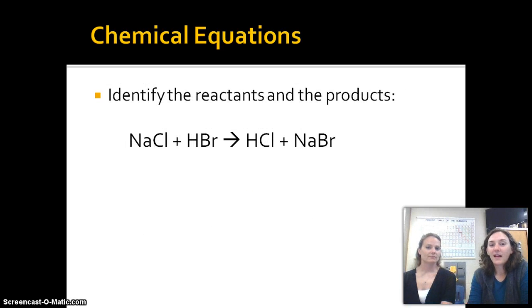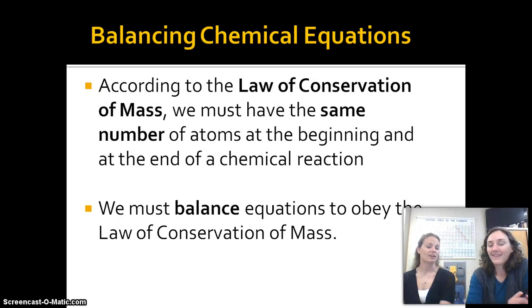Okay, so identify the reactants and the products of this. Which ones are the reactants, Mrs. Tom? Well, if it's on the left side of the arrow, we're going to have NaCl, which is sodium chloride, and HBr, which is hydrobromic acid. Yes. But they don't know that yet. Yes, they do. They know how to name it. They know how to name acids. Okay, and then the products would be hydrochloric acid and sodium bromide. So if you want to circle these on your notes, make sure you know how to identify reactants and products. We're going to have problems if you don't know that.